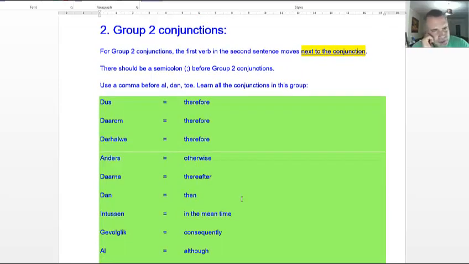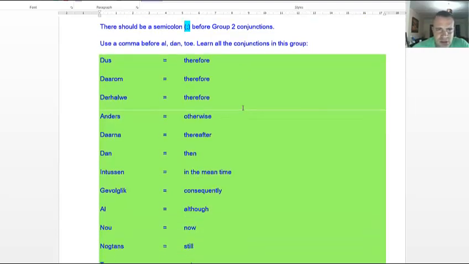Okay, so now the verb moves in that second sentence. So for a group 2 conjunction, the first verb in the second sentence moves next to the conjunction. Okay, and you could use a semicolon on that thing. Don't worry too much about it. So I've got guinea pigs here making a noise in their cage. Use a comma before all, done, and to. Look, you're not going to lose the mark, so I don't even stress too much about it.